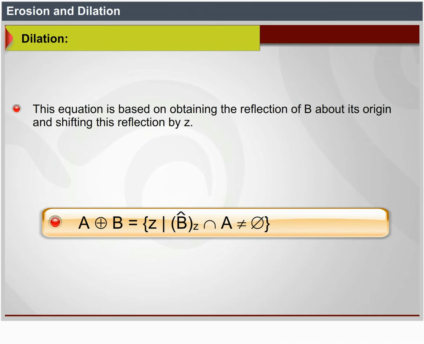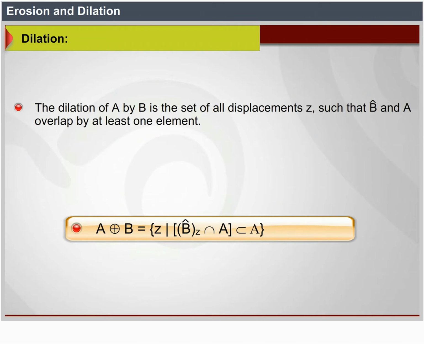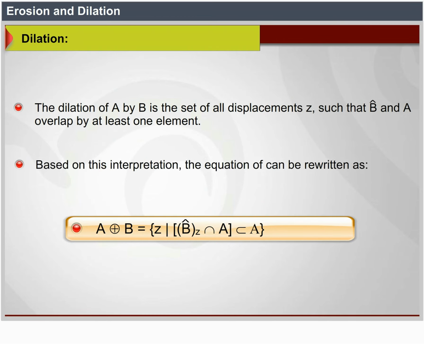This equation is based on obtaining the reflection of B about its origin and shifting this reflection by Z. The dilation of A by B is a set of all displacement Z such that B hat and A overlap by at least one element. Based on this interpretation, the equation can be rewritten as shown on the screen.